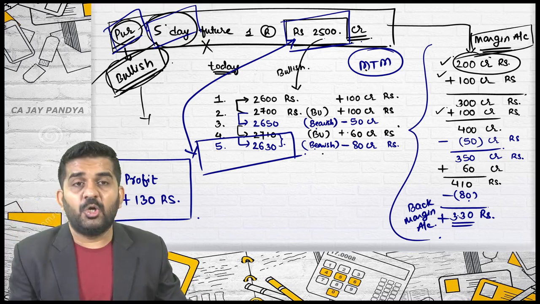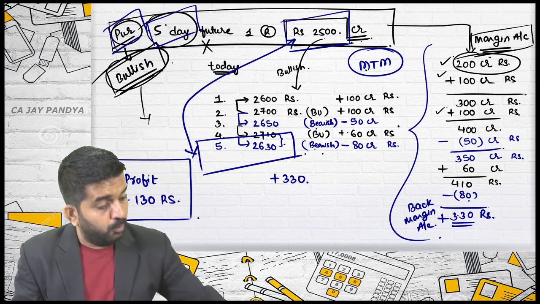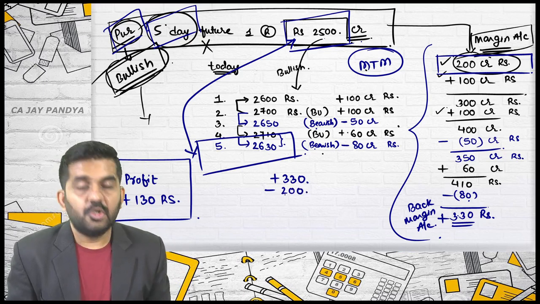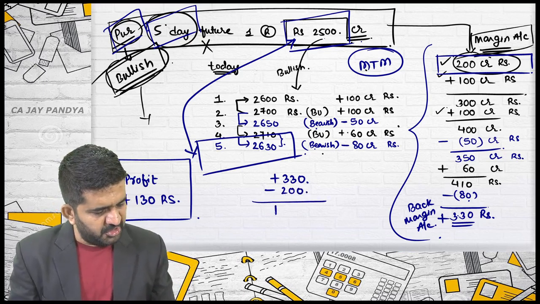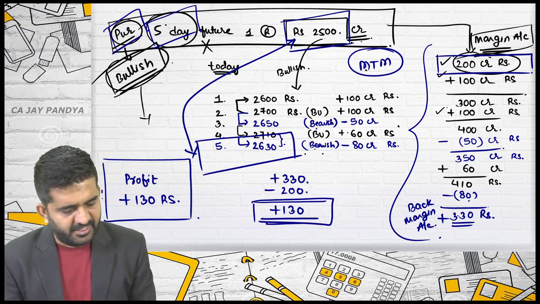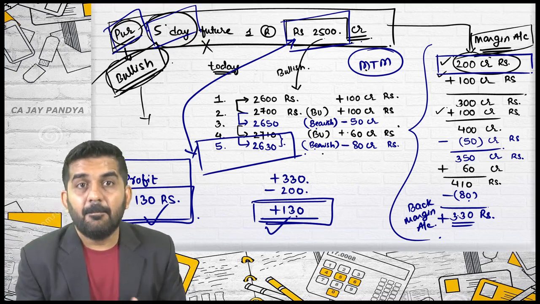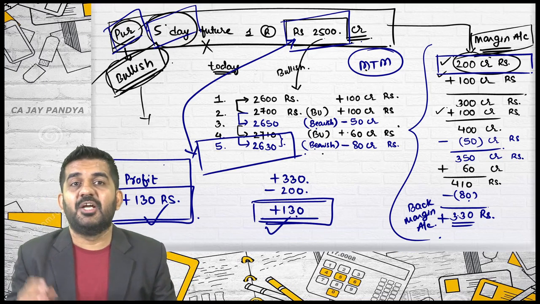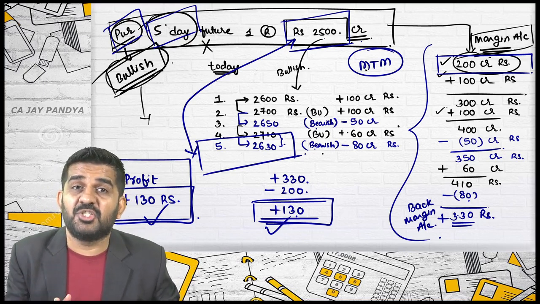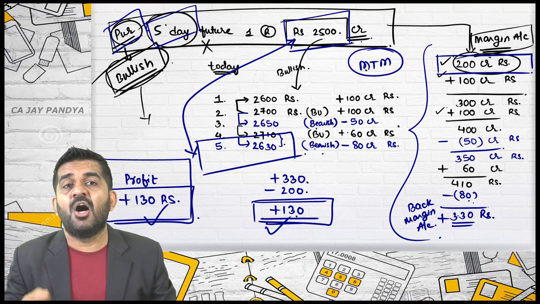How? What you are getting back? 330 rupees. What you already paid in initial margin? 200 rupees. What is your net settlement? 130 crore rupees. You are getting the same money? The answer is yes. But settlement will not be done on maturity. Settlement will be done daily in your margin account, and this type of settlement is termed as mark to market.